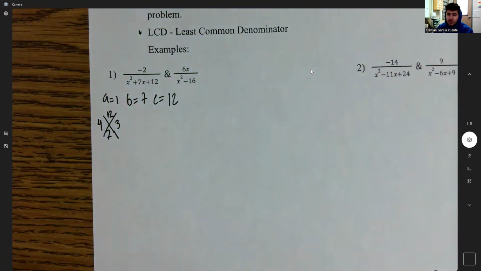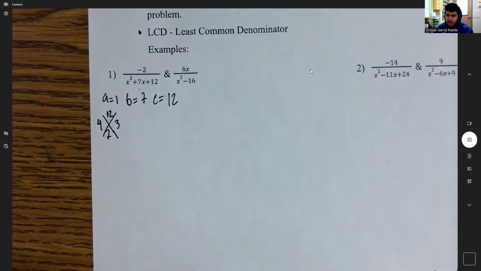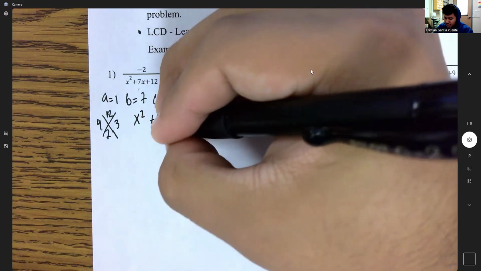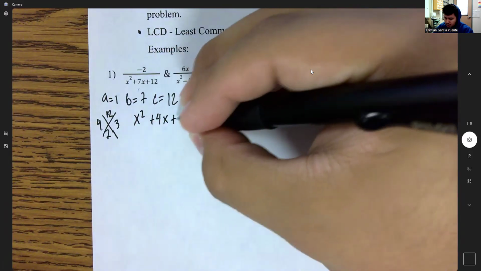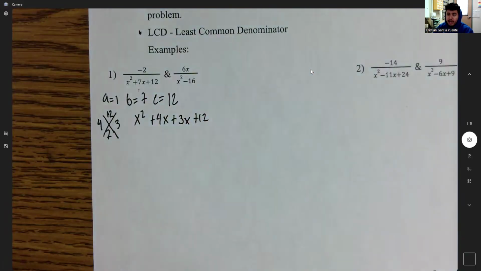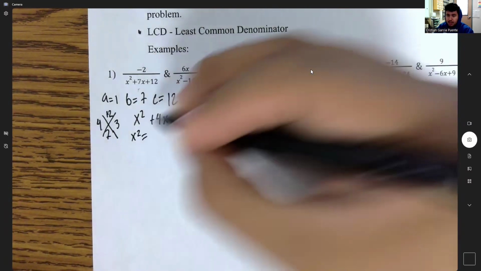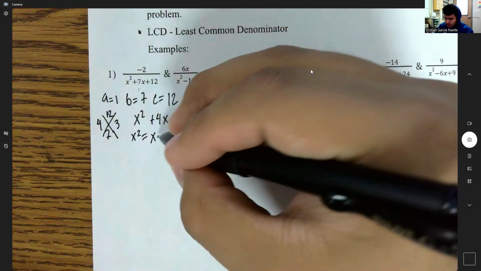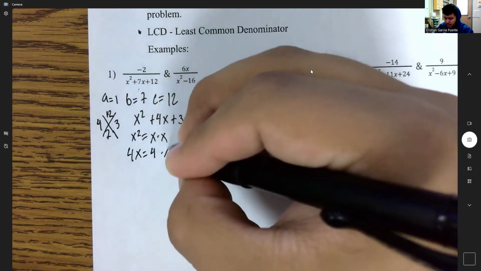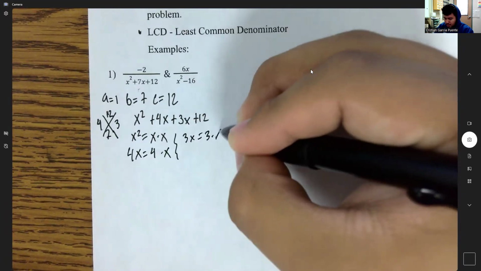And now what we're going to do is replace that middle term of 7x with our left and right, and just rewrite our equation. So we'll have x squared plus 4x plus 3x plus 12. And now we're just going to do our grouping. So how many x's are in x squared? 2. So you go 1, 2. And then 4x is just 4 and 1x. And 3x is just 3 and 1x.